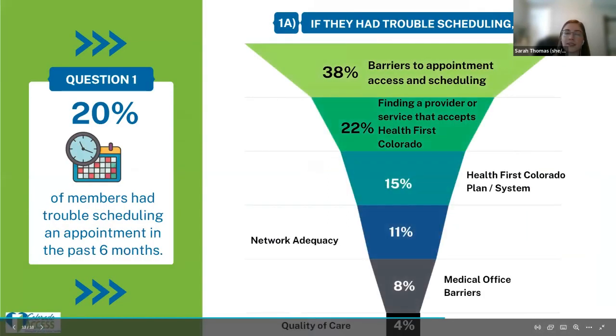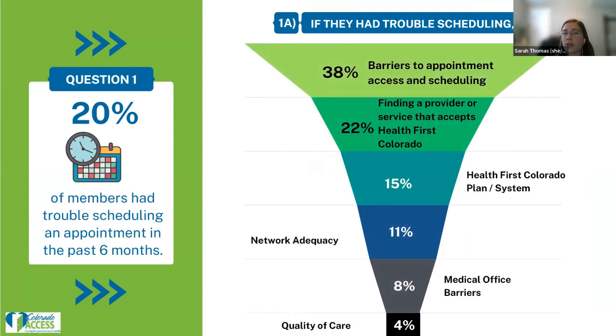So let's dive into the data. Question 1 results showed that 20% of members had trouble scheduling an appointment in the past 6 months. And we dug into this a bit further and asked if they had trouble scheduling, why? And we did a qualitative thematic analysis to categorize the top member responses for why they had trouble scheduling, which are shown in this chart.